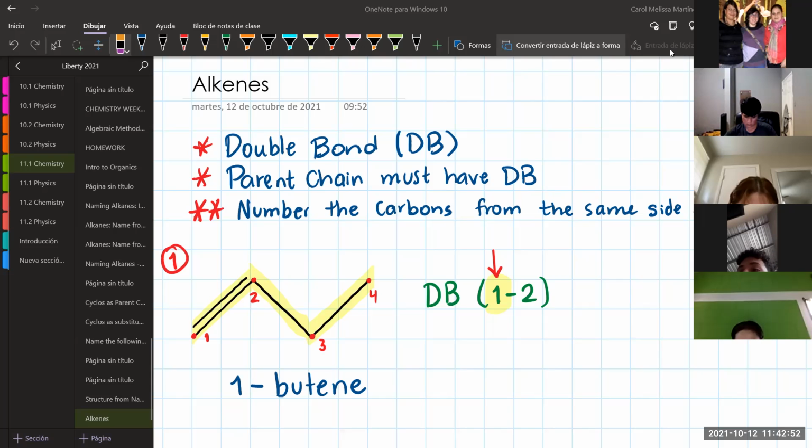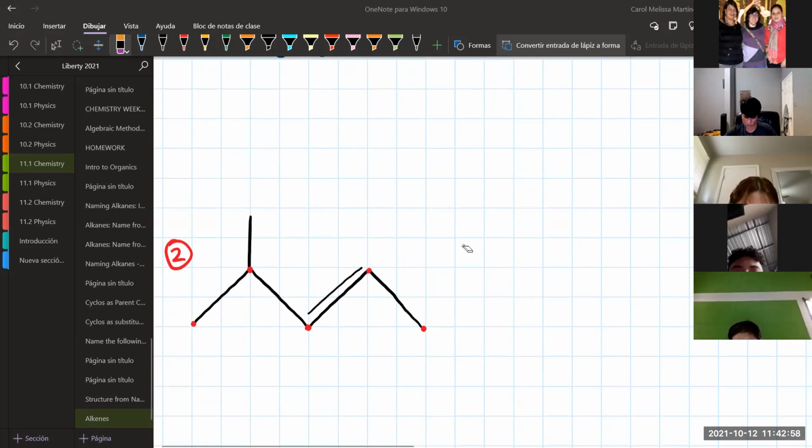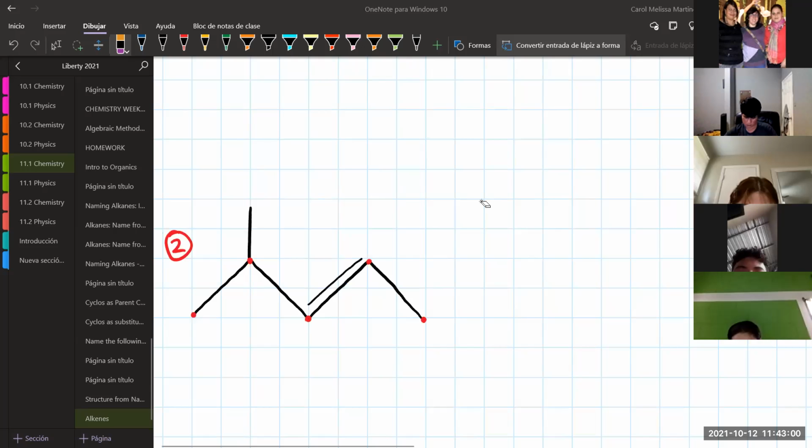Now, as an introductory example, it's quite nice, but we need to keep working. So I'm going to do one more example. Take a look at this structure. Which is going to be the parent chain in here? Which is going to be the parent chain right here? You can draw it on the whiteboard if you want.